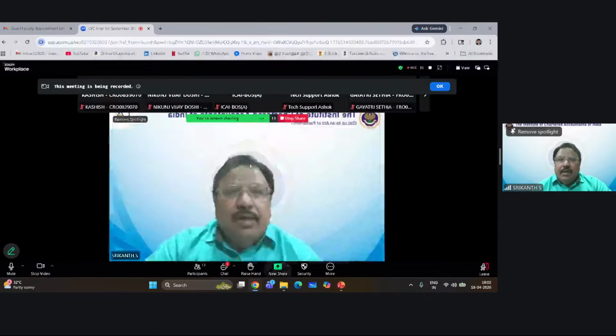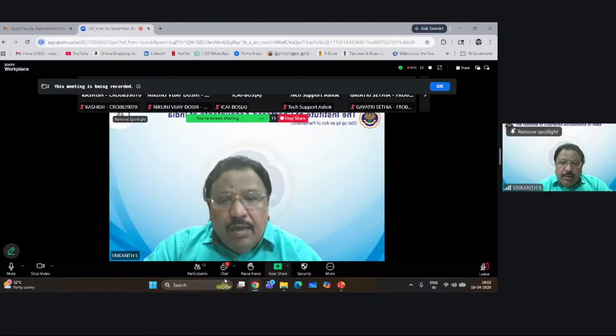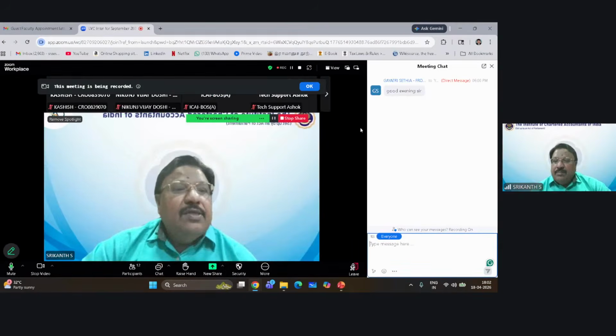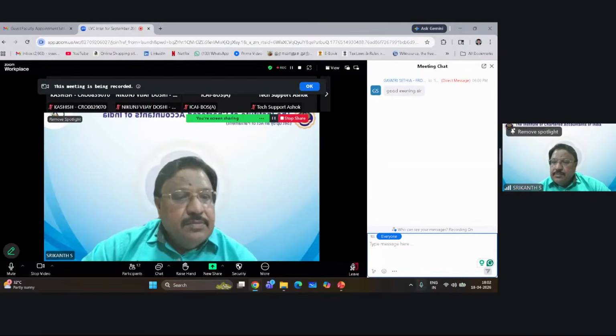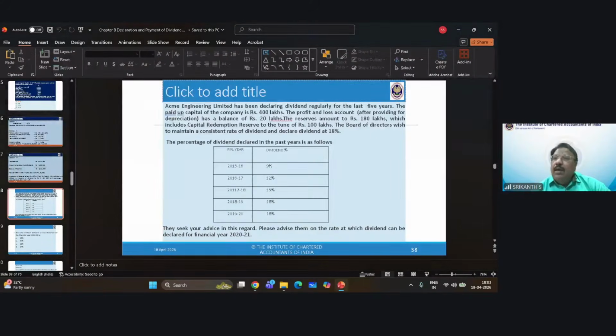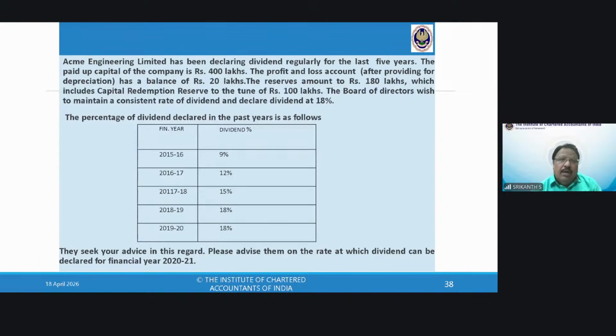Try to give that in the chat box, right? I'll just read it for you. Acme Engineering Limited has been declaring dividend regularly for the last 5 years. The paid up capital of the company is 400 lakhs, right? Paid up capital. Okay. The profit and loss account, after providing for depreciation, has a balance of 20 lakhs.